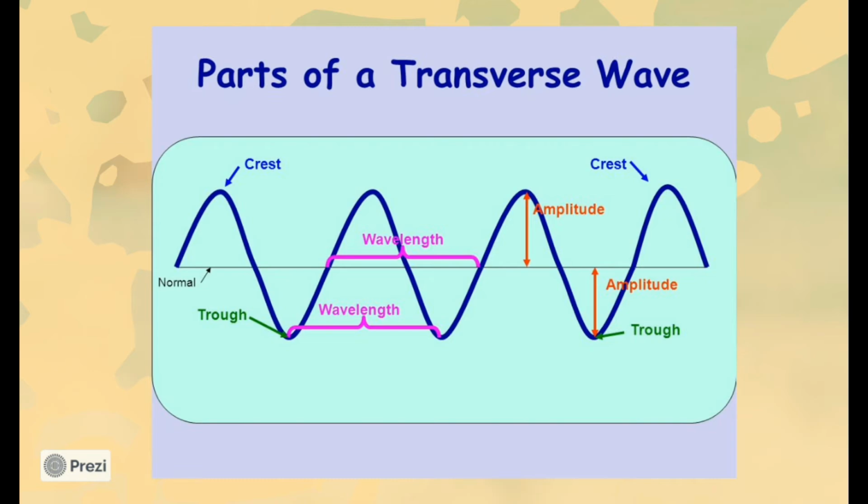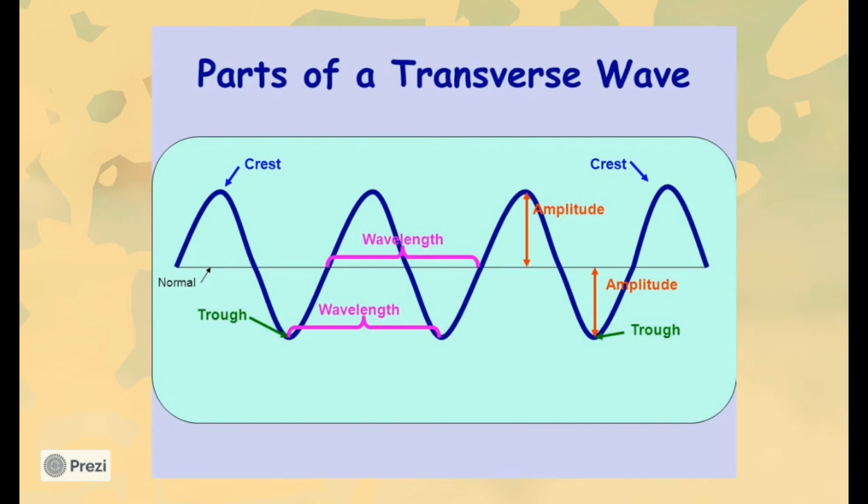And also, you can see the wavelength. The wavelength is the distance from one crest to the next, or from one trough to the next, or from any point to the corresponding point on the next repetition of the wave shape. And the amplitude is defined as the maximum amount of displacement of a particle on the medium from its rest position. So, in a sense, the amplitude is the distance from rest to crest. Similarly, the amplitude can be measured from the rest position to the trough position.